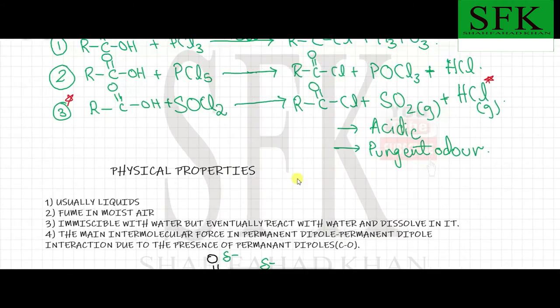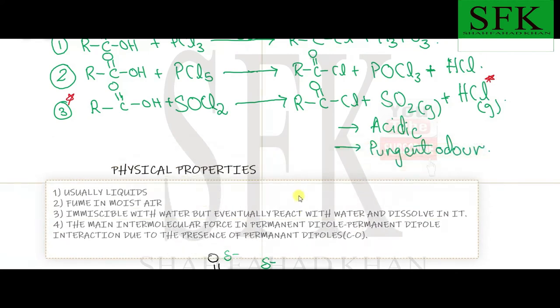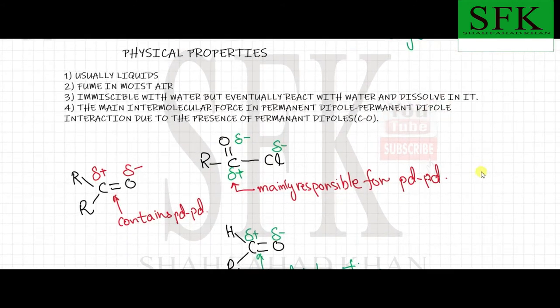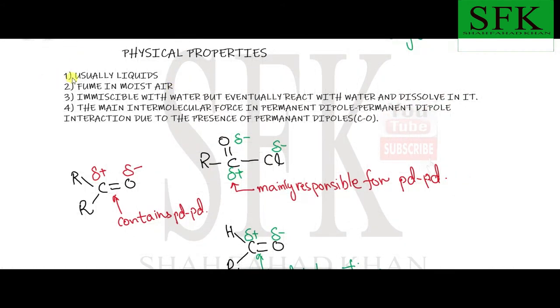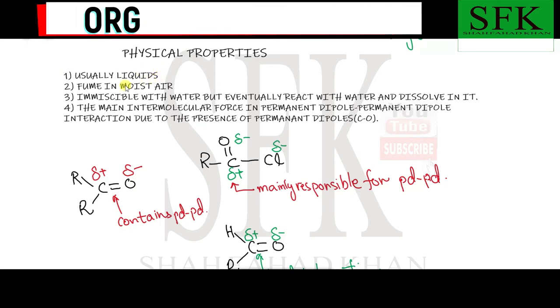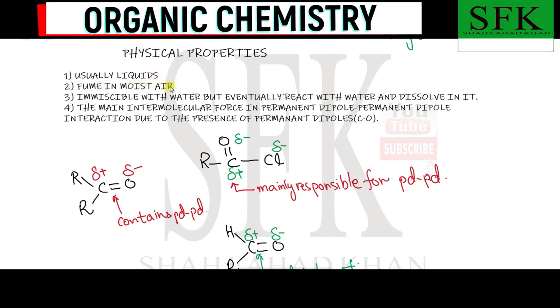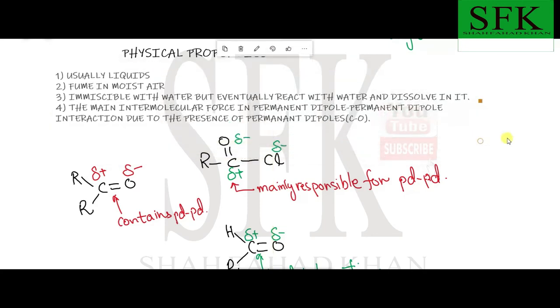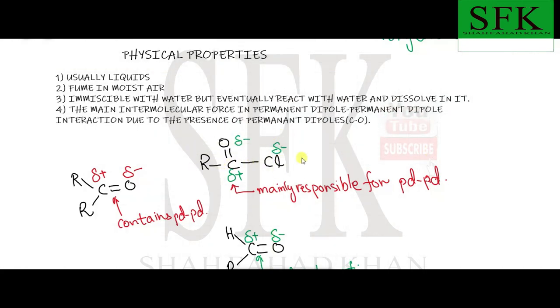Okay, now let's look at the physical properties of the acyl chlorides. I've listed them down. Let's read them. They are usually liquids at room temperature. They fume in moist air. They basically produce fumes when they are exposed to moist air. They are immiscible with water, but eventually react with water and dissolve in it. So basically, initially they are immiscible. They do not mix with water in liquid form, but they do react with water and they dissolve in water.